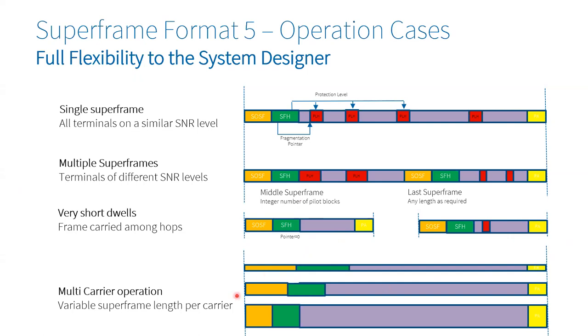And of course, the multi-carrier operation that Nader mentioned before is also possible. In this case, the dwell time is the same for all the carriers. Of course, the number of symbols in each superframe will be different. The duration in time of the headers and the other fields are different, of course, because the bandwidth is different. But anyway, the duration is the same, and the postamble can be used in order to adjust the sizes of all the frames to fit into the dwell time.